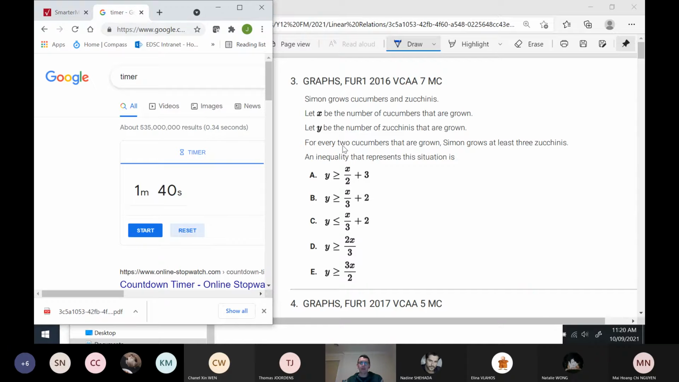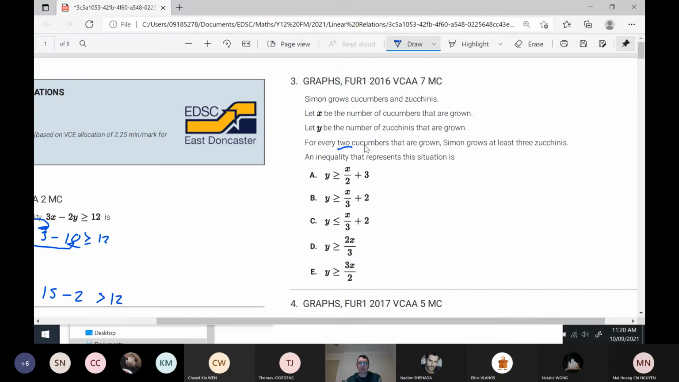Okay, so you can use a bit of the hack for this one, which is what we did last time. For every 2 cucumbers that are grown, Simon grows at least 3 zucchinis. So I'm going to do 3 cucumbers, 2 zucchinis, because I know the 2 goes with the zucchinis, and I know the 3 goes with the cucumbers. As I said, it's a bit of a hack, a bit of a workaround. I don't like it, but sometimes it does work. And then we've got to look at the inequality, at least.